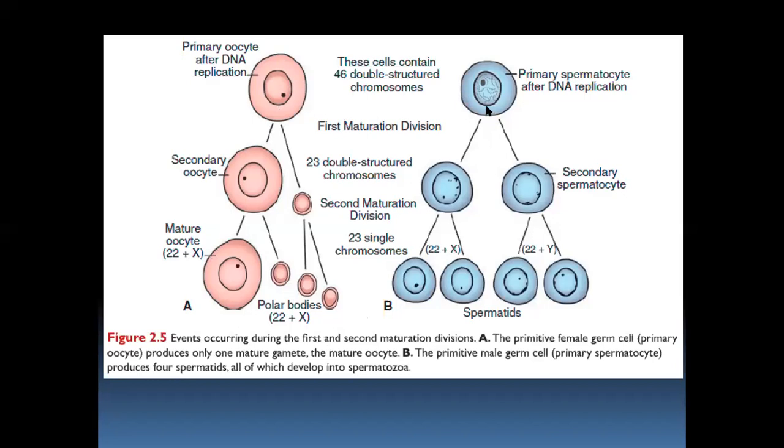Got it? In the case of males, that's not happening. More sperms are required. So one primary spermatocyte gives rise to four spermatids. Here equal division of cytoplasm is happening. As a result of the first meiotic division, you get secondary spermatocytes. As a result of the second meiotic division, you get four spermatids.